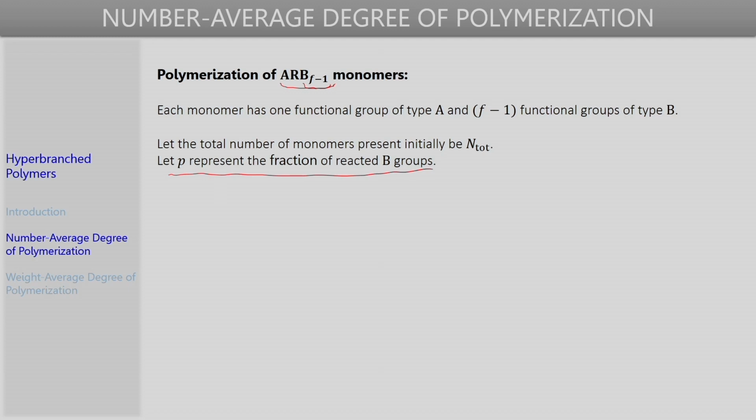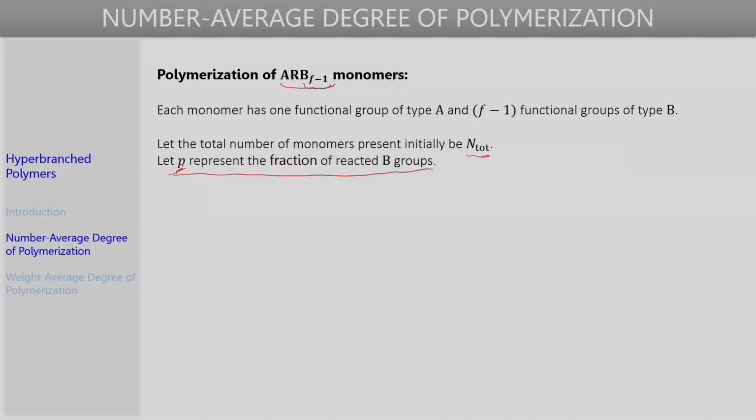And let us say that initially in the reaction mixture we had n tot monomers present. So, initially to start with we will have just monomer molecules present, and once the reaction starts, the functional groups, A and B, will start reacting and start to form linkages between the monomeric units, and this will lead to the formation of dimer, trimer and larger polymeric molecular species. So, if we are using this symbol P to represent the fraction of functional groups of type B that have reacted at a certain point, then using the fact that we had initially n tot monomers present, what we can say is that the number of groups of type B that have reacted is P times F minus 1 times n tot.